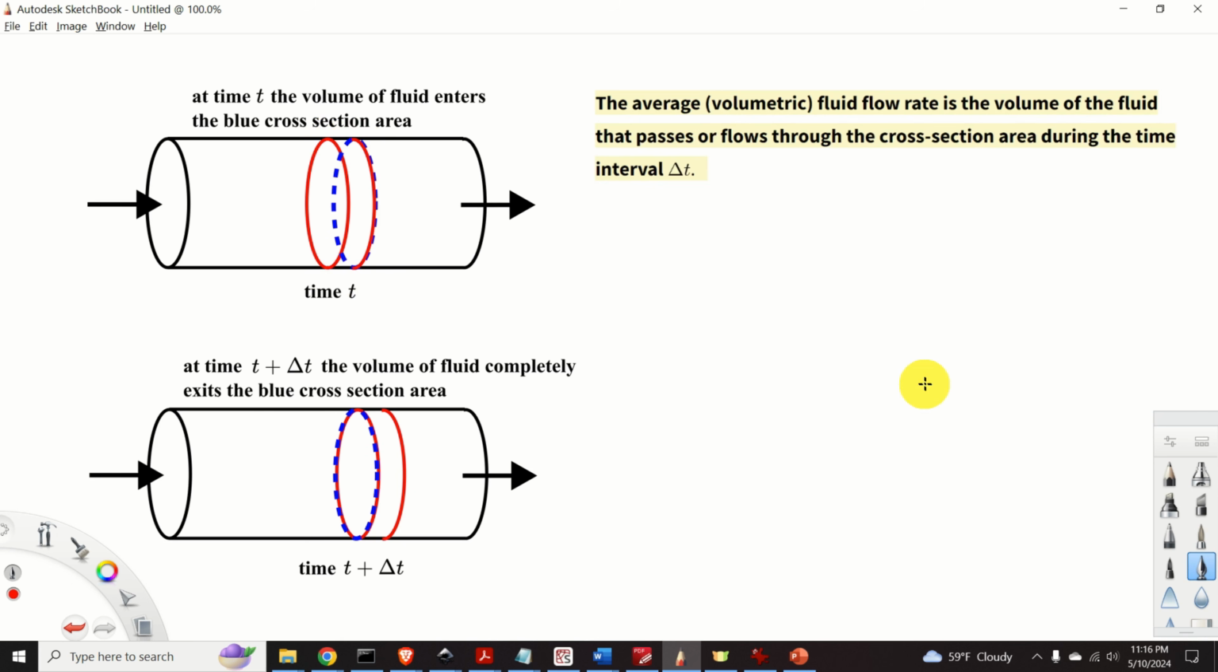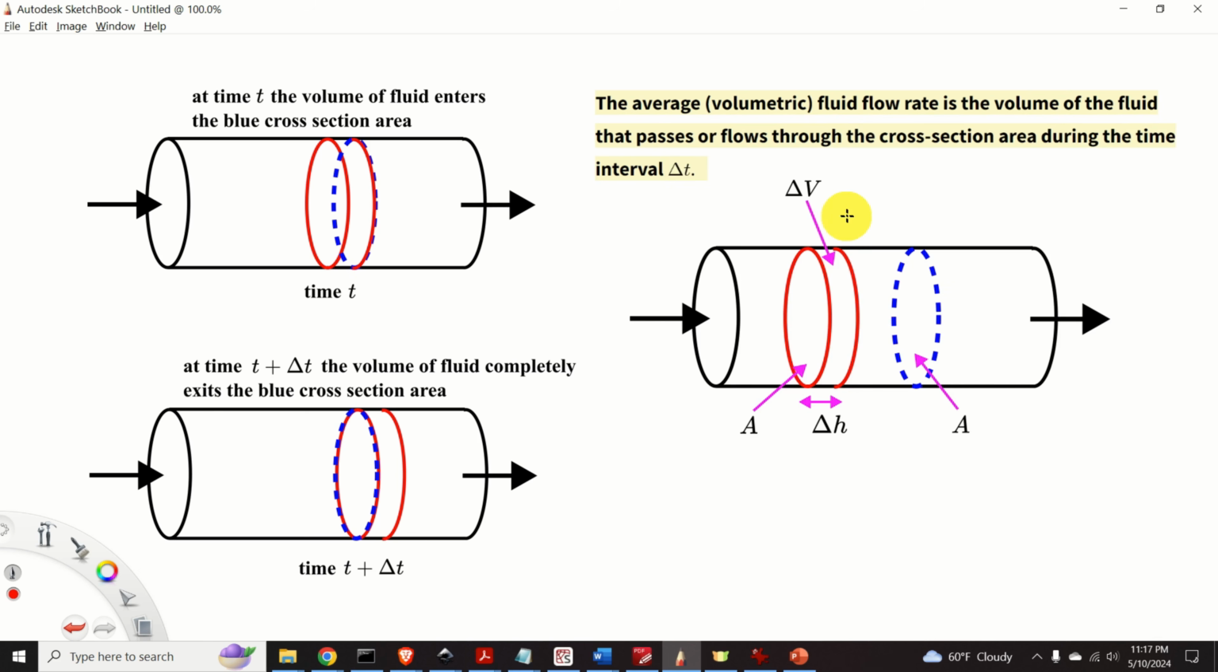Now we are ready to define the average fluid flow rate. The average volumetric fluid flow rate is the volume of the fluid that passes or flows through the cross-section area during the time interval delta t. Let us now mathematically formulate this definition. Let the volume of the fluid be denoted by delta V, and here it is. It's simply the volume of this cylinder. Then, let the cross-section area be denoted by A. Here it is, and here it is.